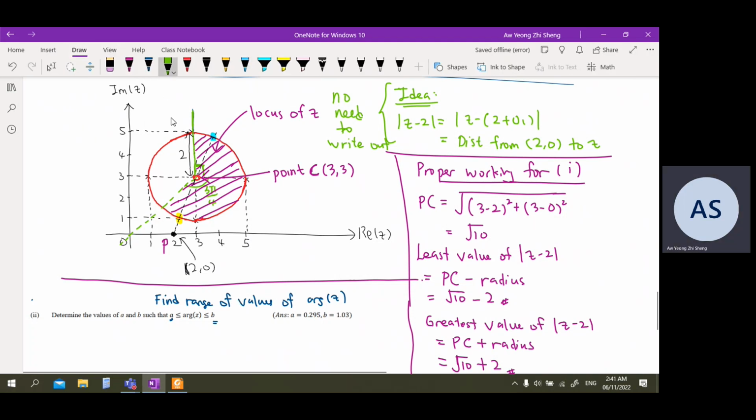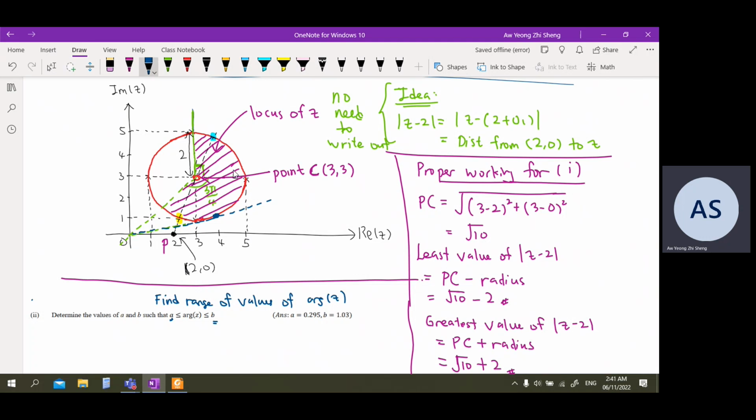So since origin is where we should start measuring the angle from, you imagine that you rotate a ruler about the origin. So the first time you touch the shaded region in purple, it will be when your ruler is, just draw in blue here, tangent to the circle. So it's roughly here. When your ruler is tangent to the circle, that is the first time, and that will give you the smallest possible angle measured from origin to z.